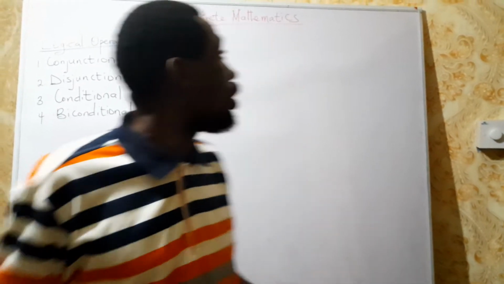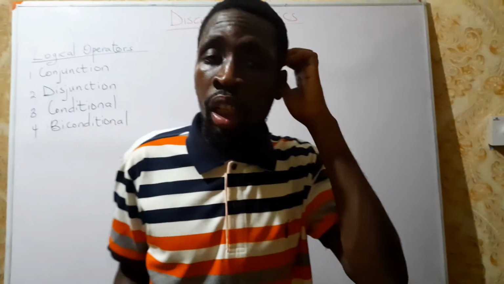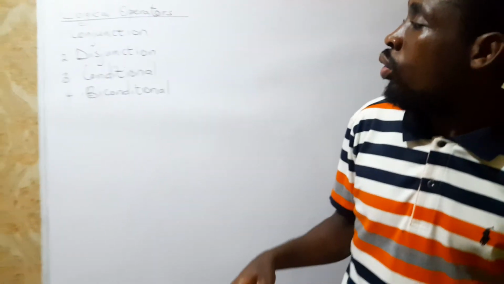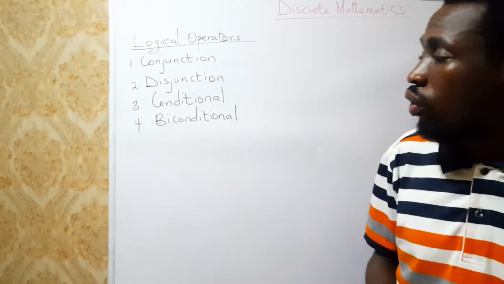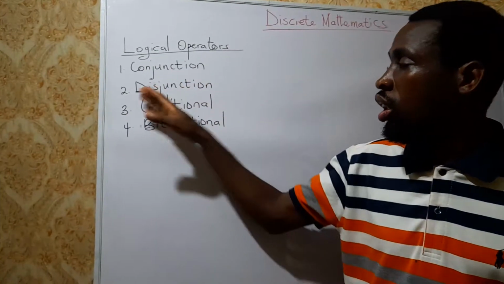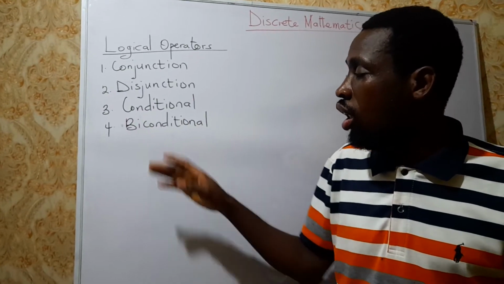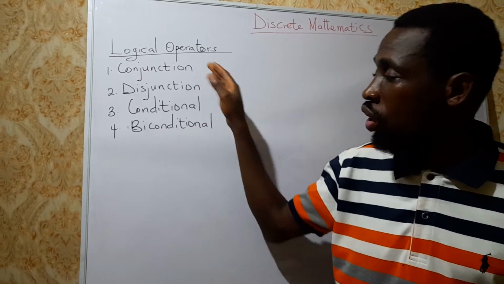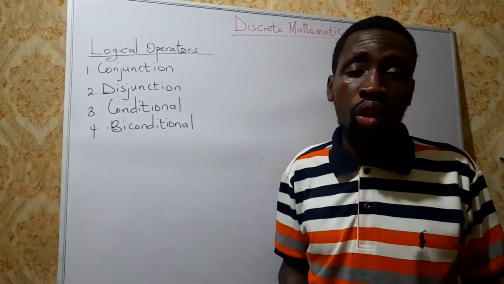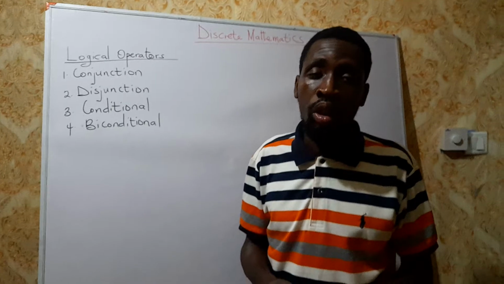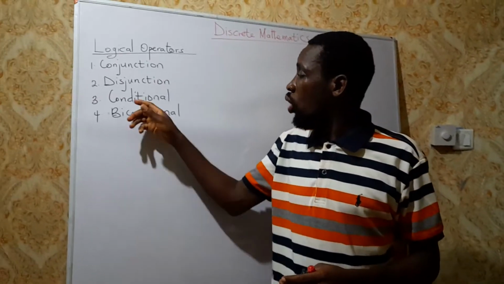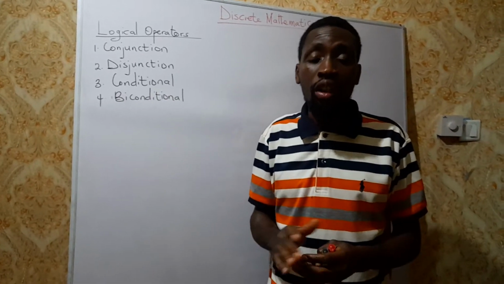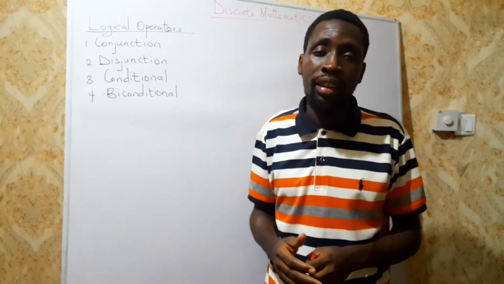Today, our discussion will be on discrete mathematics, and we have been looking at logical operators. Last time, we said that we have four types of logical operators: conjunction, disjunction, conditional, and biconditional. I have a video covering the conjunction and the disjunction. I will invite you to check it out on YouTube. Today, before the video ends, we'll look at conditional statements and biconditional statements. This will be a very interesting engagement, so please be my guest.